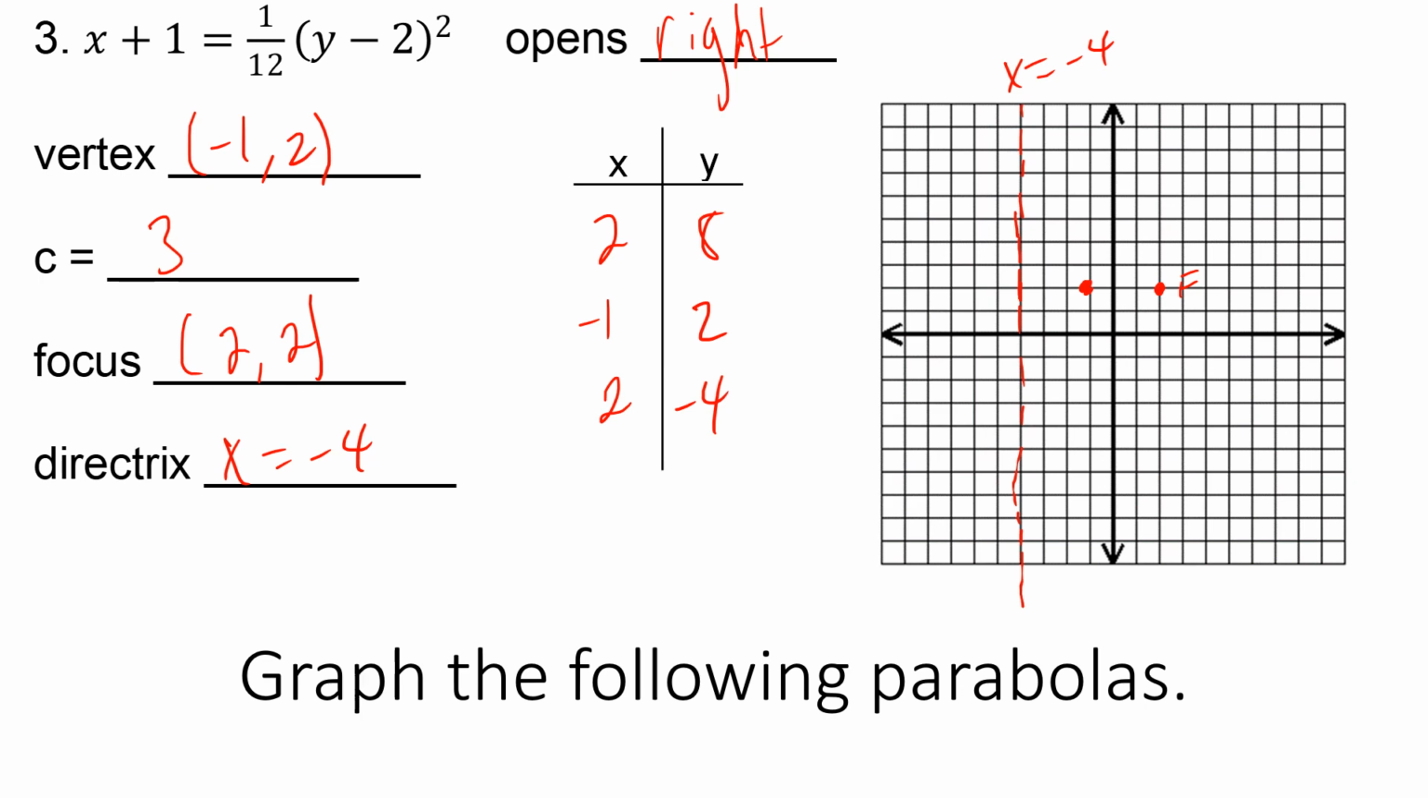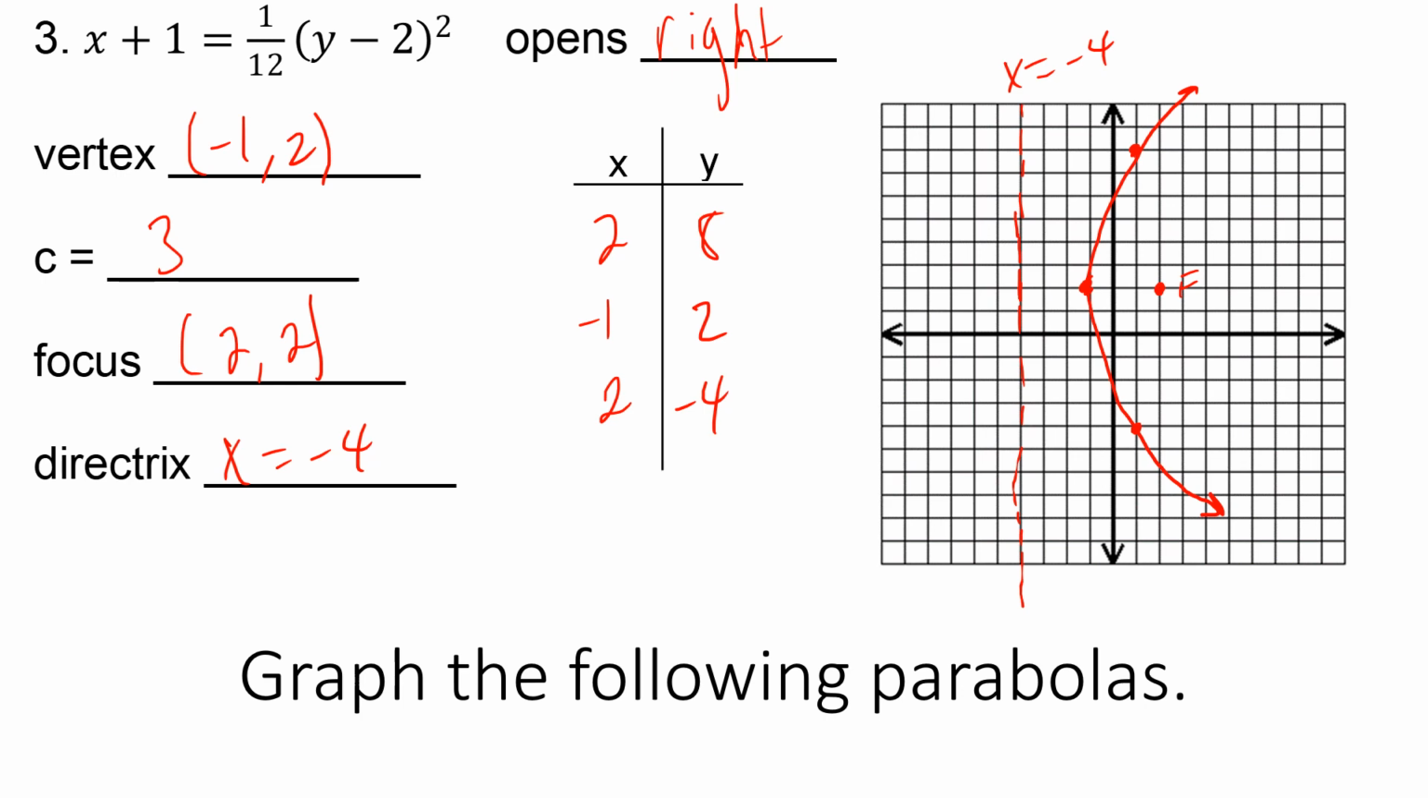1, 2, 3, 4, 5, 6, because I went double my C value, which is 3, and 3 times 2 is 6. I'm going to go 1, 2, 3, 4, 5, 6. And I have a pretty wide parabola opening to the right. Okay, that's what your 3 should have looked like.